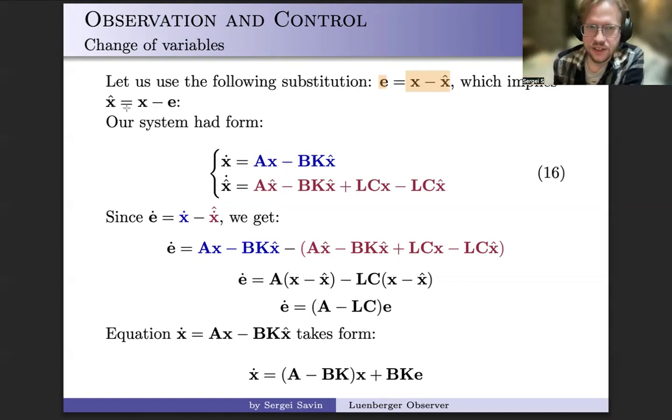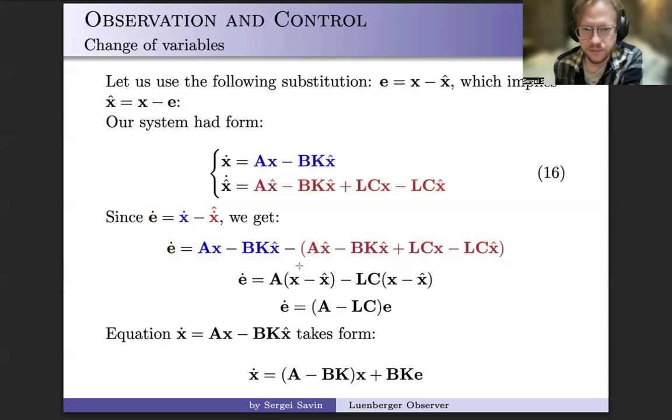Okay, from this, it follows that x hat is equal to x minus e, right? So x hat, you put it on the left-hand side, e on the right-hand side, you get this. Now, how do we use it? First of all, e dot, let me try to be careful. e dot is equal to x dot minus x hat dot, right? So it is x dot here, minus x hat dot here.